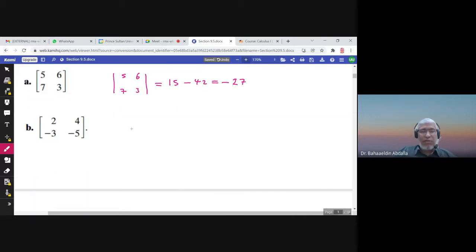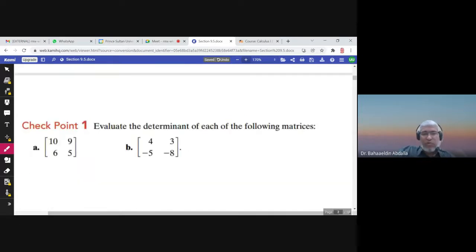This is a 2 by 2 matrix. And this is a 2 by 2 determinant. Okay. How to evaluate this determinant? We multiply 2 times negative 5, that's negative 10, minus negative 3 times 4, that's negative 12. Negative 10 plus 12 is 2. So this determinant is equal to 2.